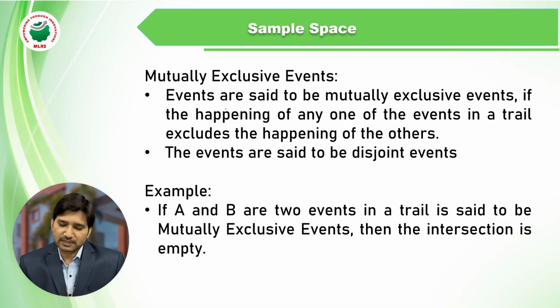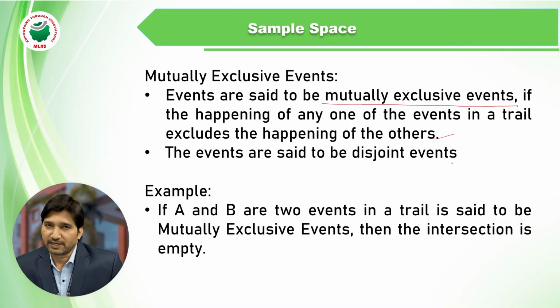Events are said to be mutually exclusive events if the happening of any one of the events in a trial excludes the happening of the others. The events are said to be disjoint events. That is, if you toss a coin, you will get head or tail. Head and tail are both mutually exclusive. If you get head, you don't get tail. So events are said to be disjoint events.